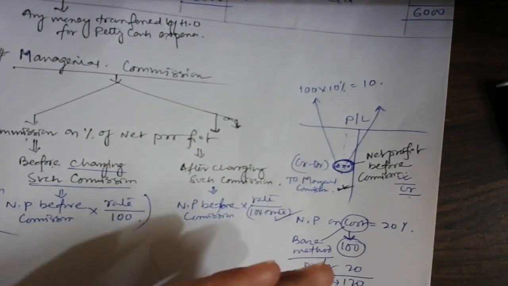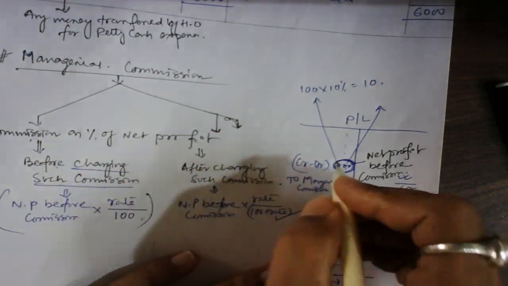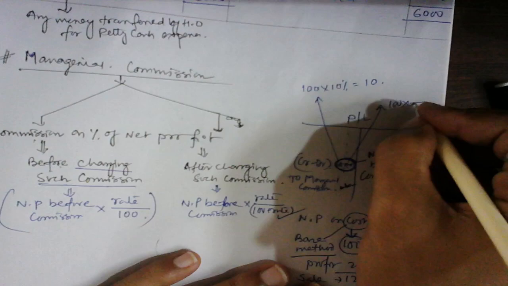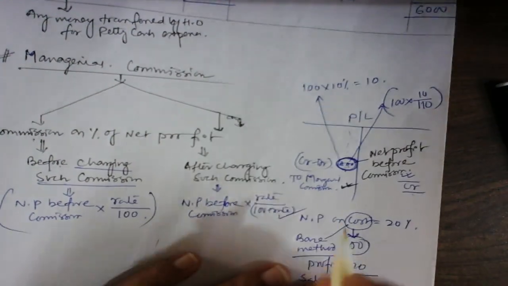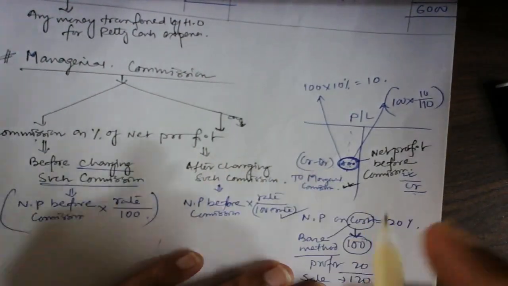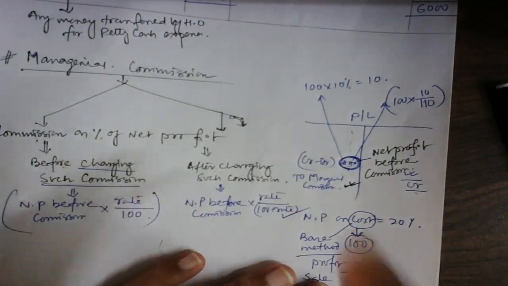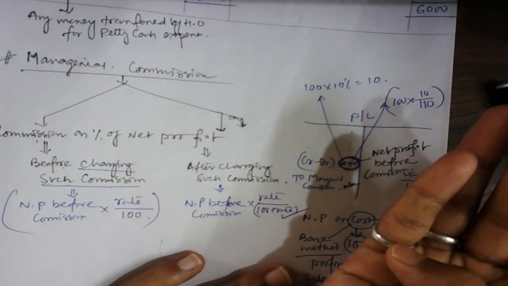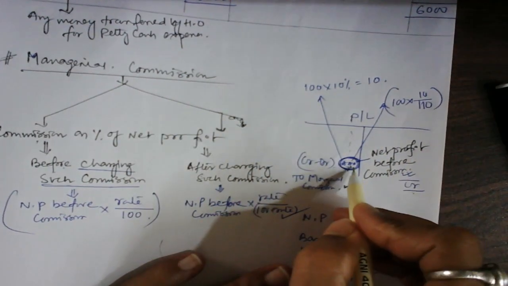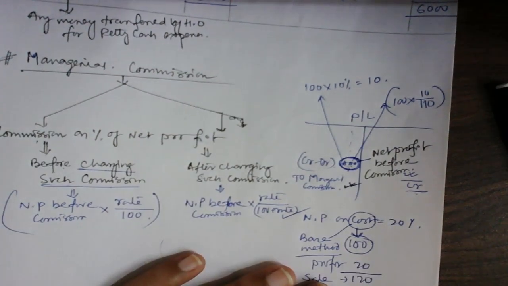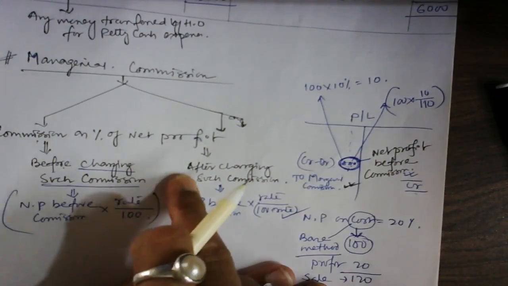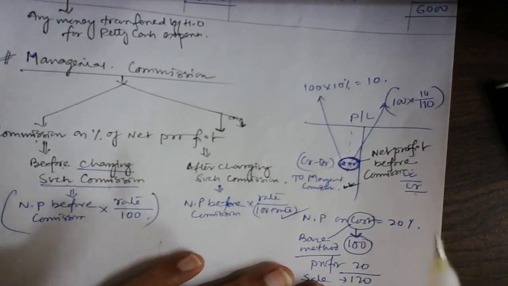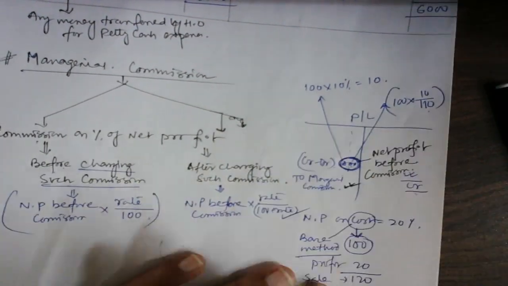It is called before charging. But in case of after charging, we assume here it already includes the commission. So whatever 100 is given, I presume that it is a value of 110, because it is inclusive of the commission. Anything inclusive of this, we need to add this also. So if the net profit is 100 and commission 10, then I can say that this is nothing but 110. But this happens only when there is an after charging such commission. It means this profit is inclusive of the commission part also. So that's why I divide it by 110.